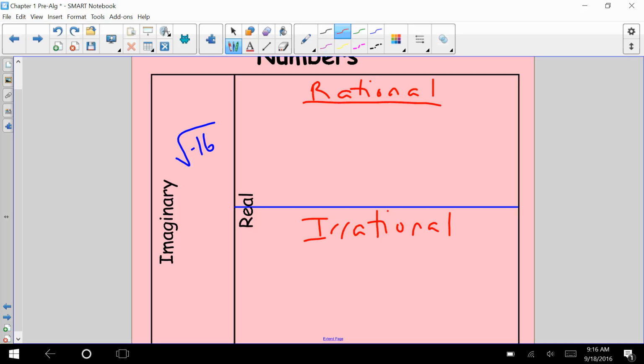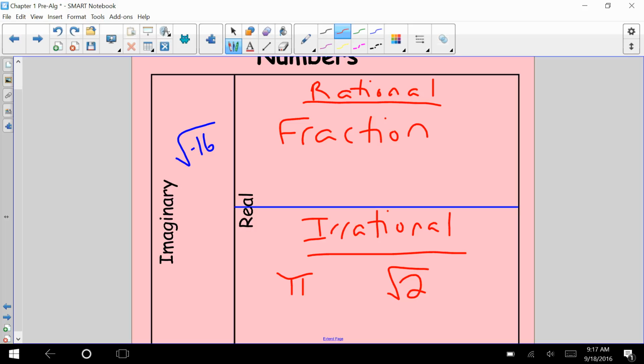Those rational numbers are any number that can be written as a fraction. That includes terminating decimals, repeating decimals, integers, all of that. Irrational numbers are anything that can't be written as a fraction. These are things like pi, never repeats, never ends. This is also things like the square root of 2. We can't think of any number off the top of our head that multiplied by itself makes 2.